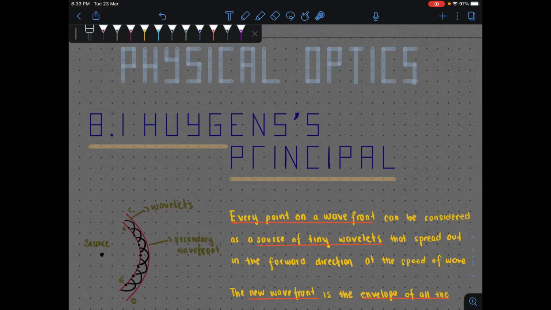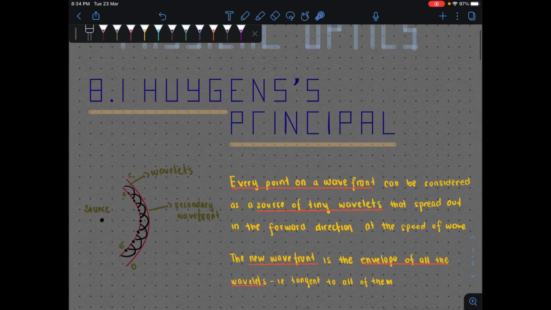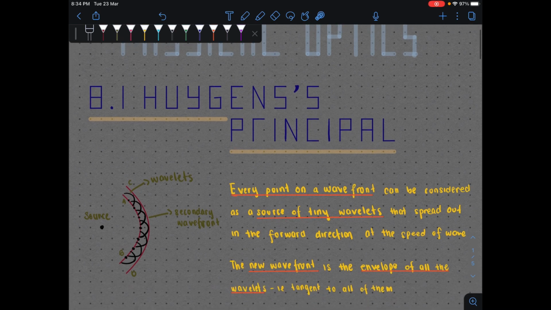Hi everyone, so today we're going to look at the new chapter, chapter 8, Physical Optics. The first subtopic here is the Huygens Principle, 8.1. What does Huygens Principle state? The statement is: every point on a wavefront can be considered as a source of a tiny wavelet that spreads out in the forward direction at the speed of the wave. The new wavefront is the envelope of all the wavelets.